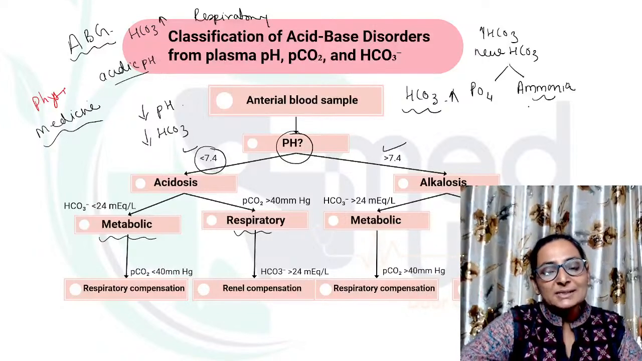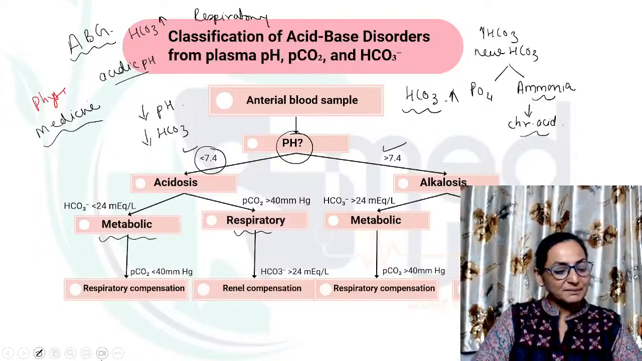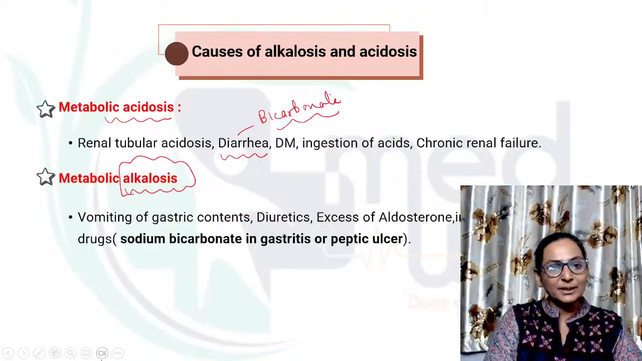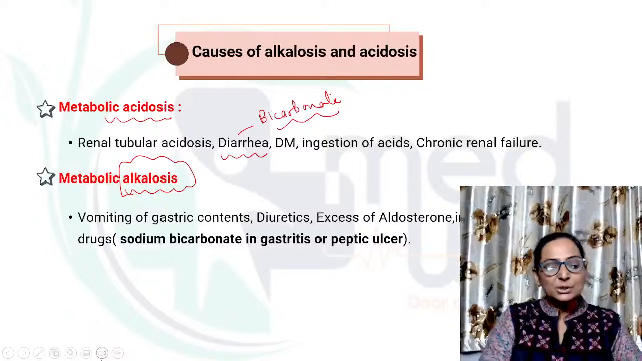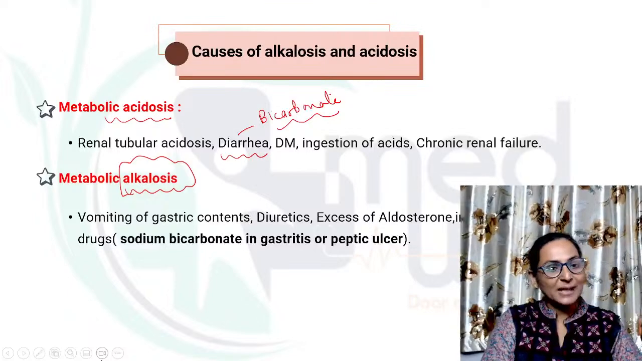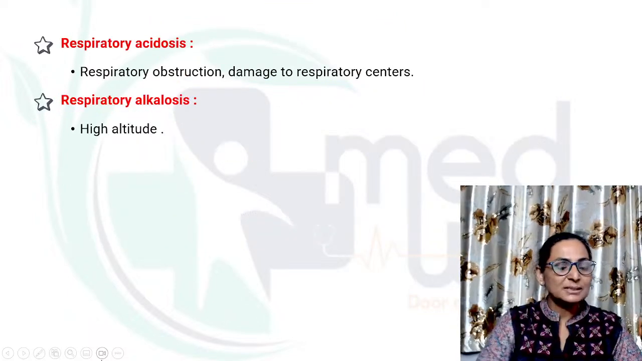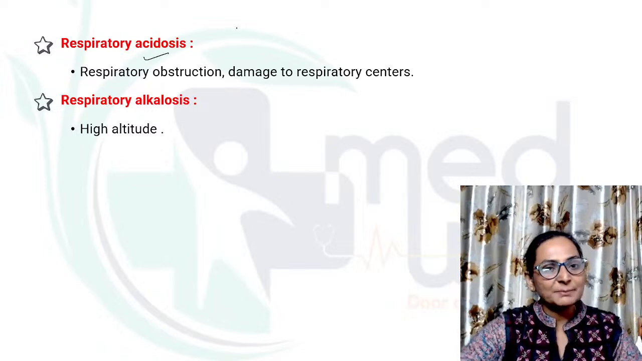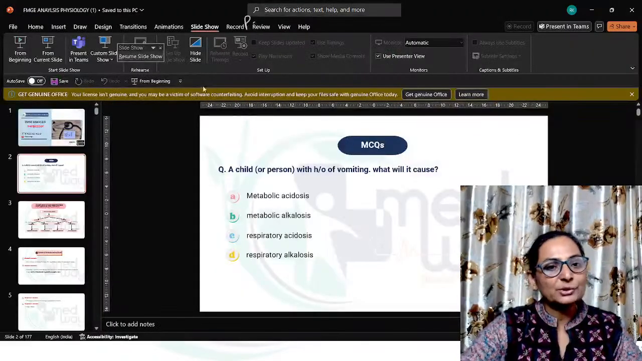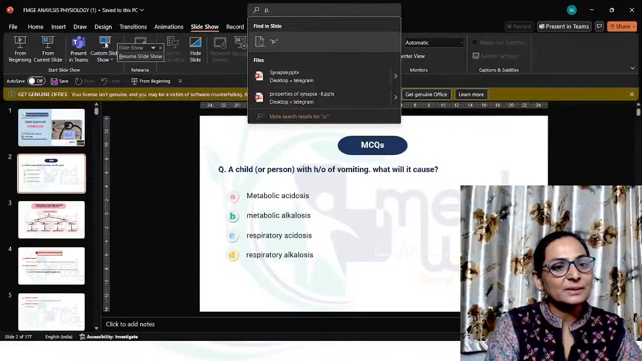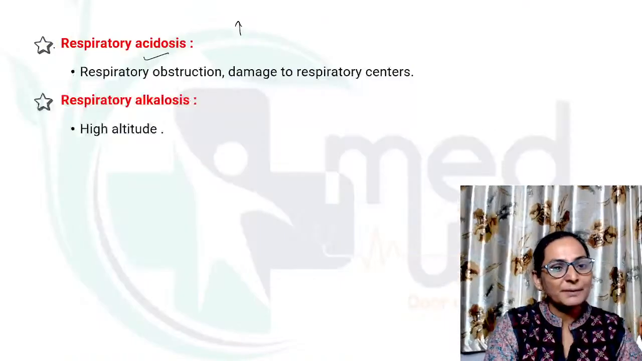Remember, ammonia is a very important buffer, especially with chronic acidosis, right? So these are the few causes of metabolic acidosis and alkalosis. And respiratory acidosis means an increase in the partial pressure of carbon dioxide.